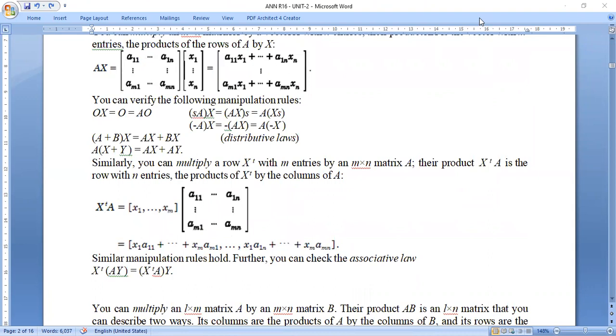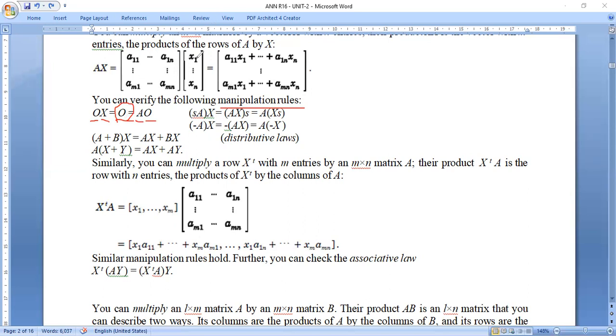Next, here we have some manipulation rules of the matrix. What are those rules? Here O into X equal to O. What is O here? The zero matrix. A zero matrix into a vector equals 0. Or otherwise, a matrix into a zero matrix is also 0. So if a matrix is multiplied with a zero matrix, the resultant matrix will be 0. If the vector is multiplied with that zero matrix, the result will also be 0. This is one of the rules here.